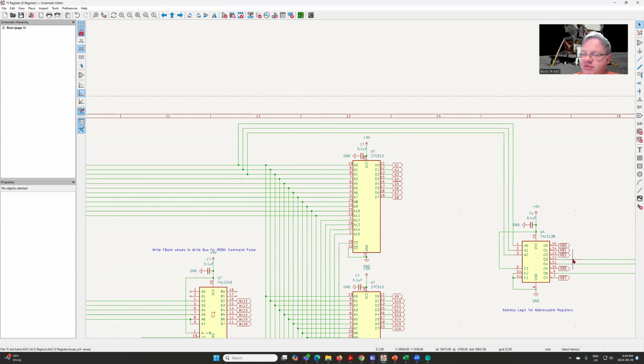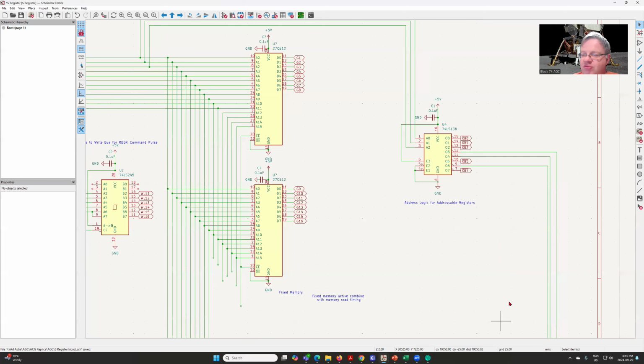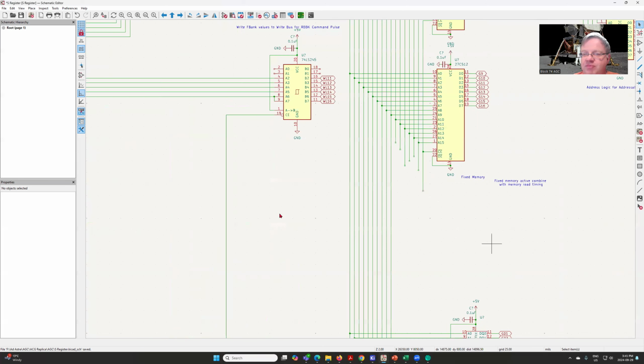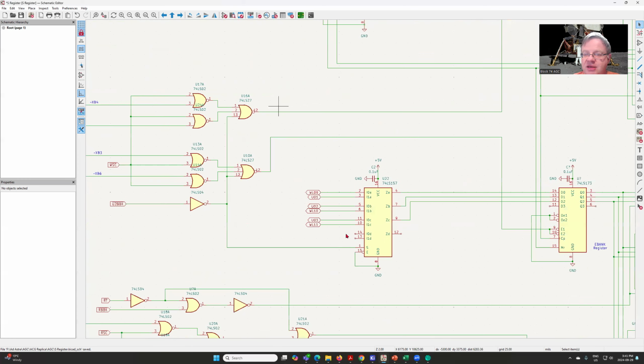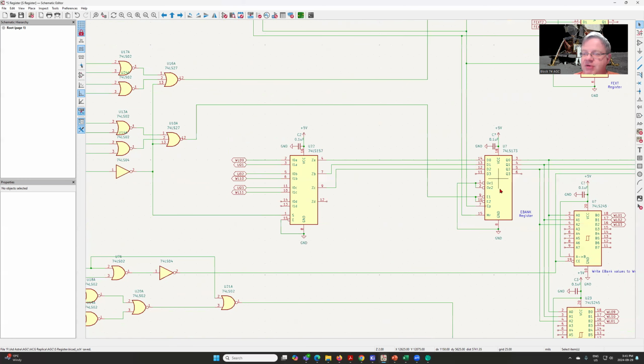And then in the case of the EBANK, FBANK, and both bank addresses, we'll actually keep them on the same board, so we don't have to use up any pins on the bus. So those we'll just write all the way down below. Okay, so let's start looking at the EBANK register. So again, we've got a 74LS173 4-bit register.